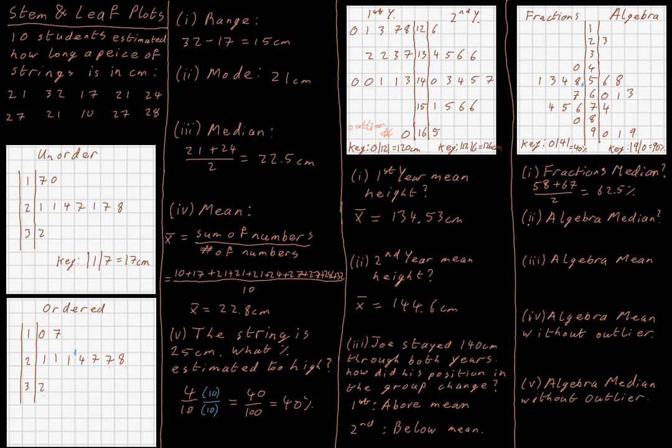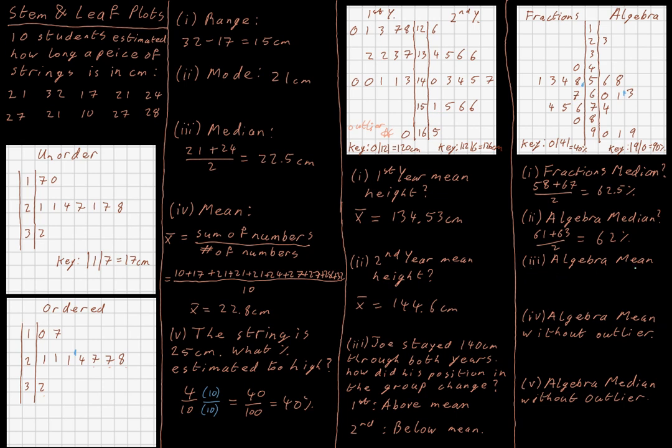And in this case, we can see from our key that we're talking about percentages, so that means it's 62.5%. Part 2, the algebra median. So what was the median for our algebra? Again, we have 1, 2, 3, 4, 5, 6, 7, 8, 9, 10 people. So 1, 2, 3, 4, 5. So we're looking for the average of 61 and 63, which is 62. 61 plus 63 all over 2, because we have an even number of people, and we have 62% was our median for the algebra test.